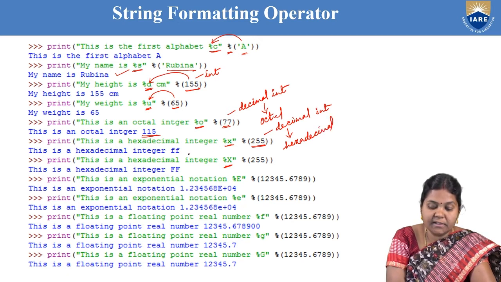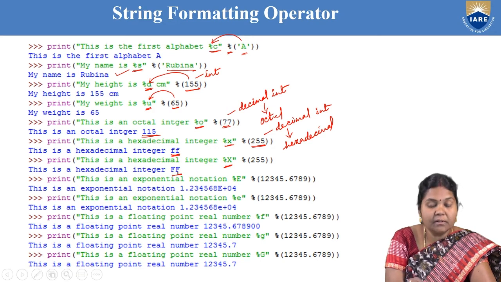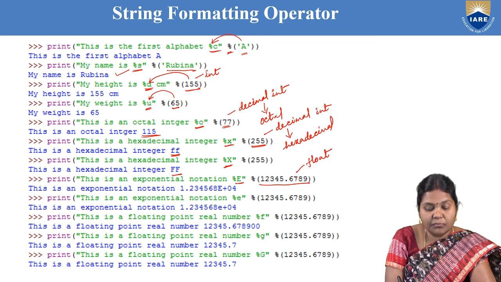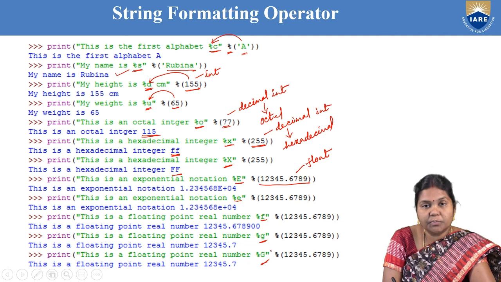In hexadecimal it is ff, and if you write capital X, it will be printed in capital, so it is capital FF. Next, %e is exponential notation. You can see that there is a floating point number, and this floating point number will be represented in exponential form, so it is 1.23 something e to the power of 4. You can write capital E or small e. You can also write only %f. The number will be printed as it is, but it will display 6 places after the decimal. Similarly, if you want the shorter form, you can write %g or capital %G.